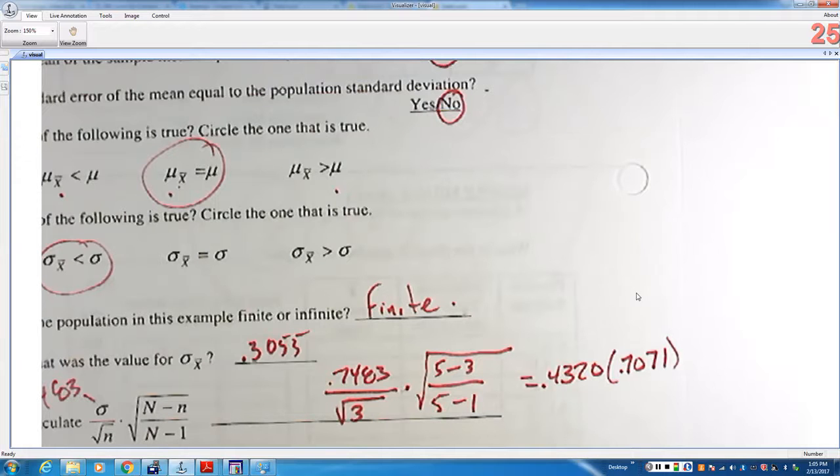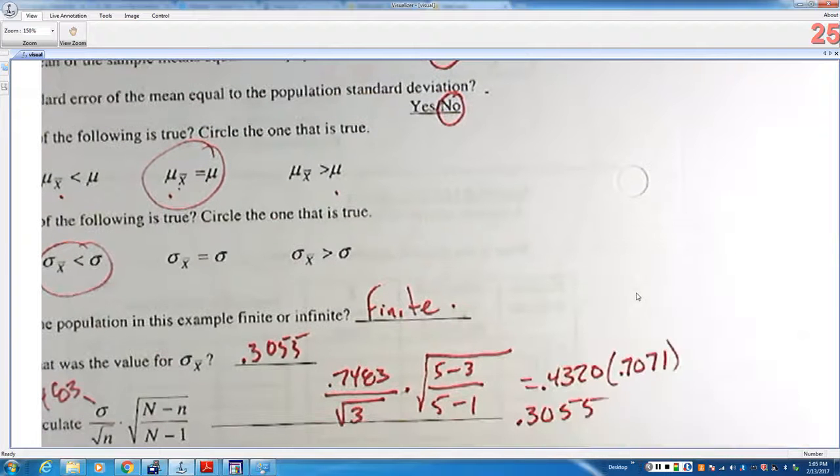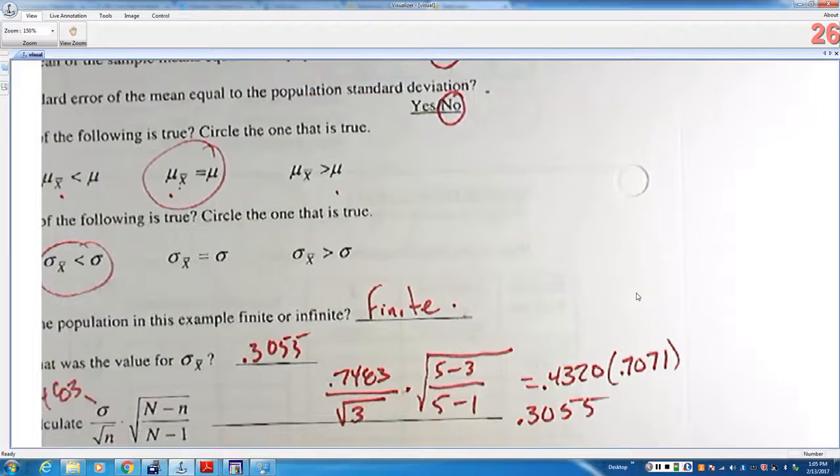So I'm going to multiply those two numbers. So I'm going to multiply that times 0.4320. So that's going to give me what? 0.30 what? 55. Okay, so it's 0.3055. So that's the same as the standard error you calculated with that probability distribution, correct? Okay, so is sigma sub x bar equal to this right here? Yes, okay.